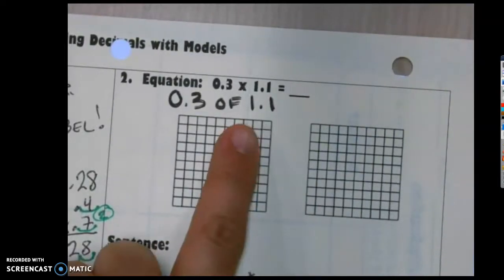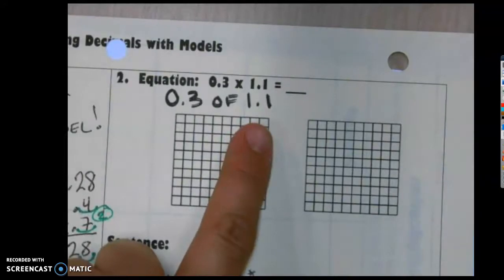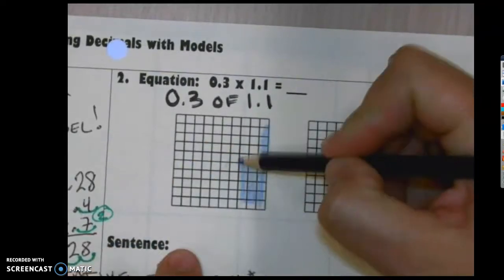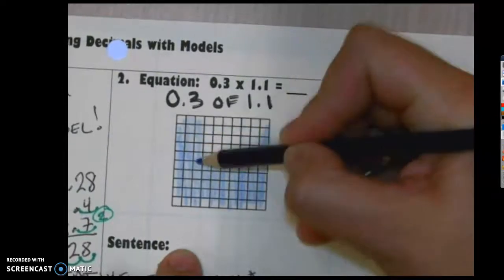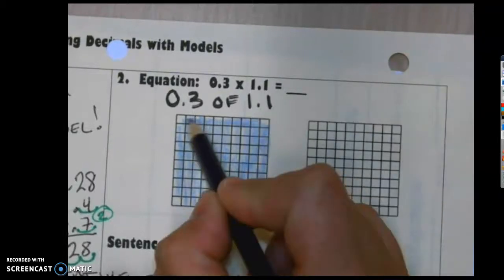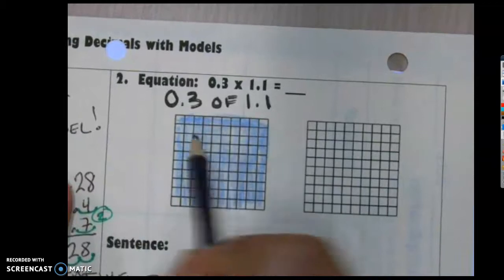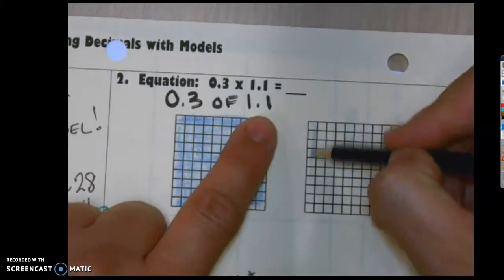So we're going to shade in 1 1/10. That means 1 whole, because the 1 is in the ones place, and 1/10. So let's shade that in. 1 whole. This is 1 1/10 that we're shading in. 1 whole and 1/10. So 1 column over here.